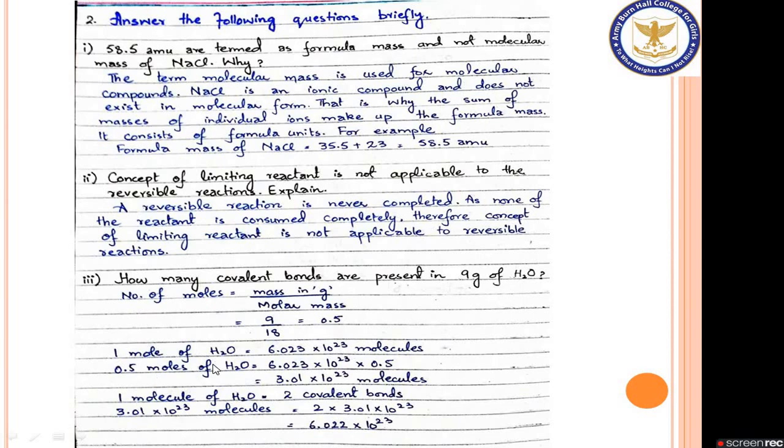If we have 0.5 moles of water molecules, multiply Avogadro's number with 0.5. In this way we will get the molecules of water in 9 gram: 3.01 into 10 raised to power 23. And in one water molecule we have 2 covalent bonds. Here we have to calculate the number of covalent bonds, so multiply these number of molecules with the covalent bonds. So 2 multiplied by 3.01 into 10 raised to power 23 will give us the number of covalent bonds present in 9 grams of water molecules.